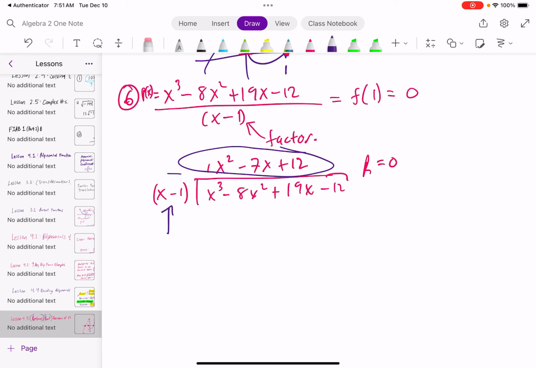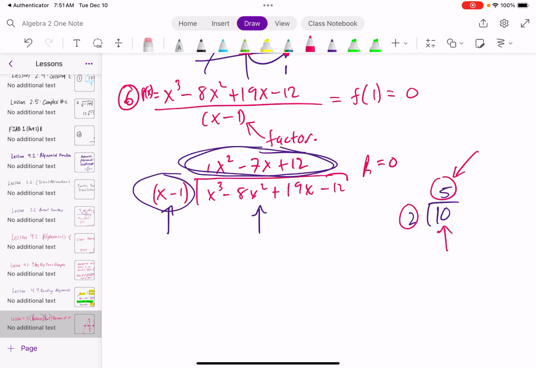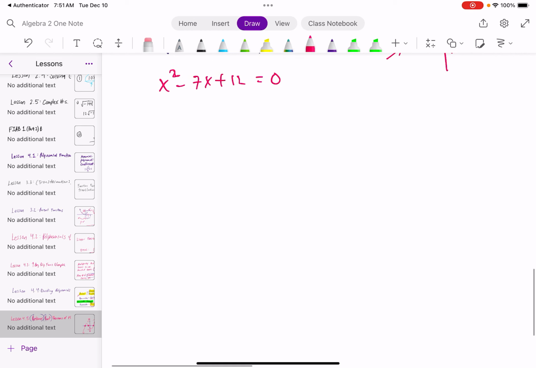Because we know that these multiplied together equal this one. Just like 10 divided by 2 is 5, we know that these multiply together to equal this one. So I'm asking, what are the zeros here? Because we don't know them. We identified the zeros here. We now need to do this part. So x squared minus 7x plus 12 equals 0. Where does it equal 0? For what x values? Let's find out.